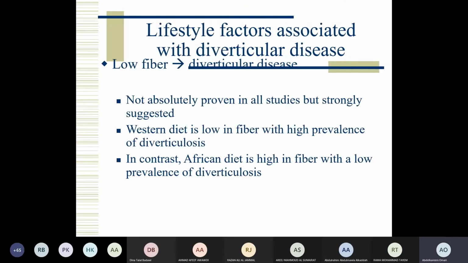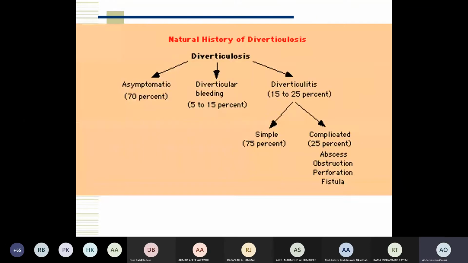Now, natural history. Again: asymptomatic, diverticular bleeding and diverticulitis. These are the complications, guys. Asymptomatic: a person may remain so all their life and die from other causes. Around 70 to 80, some say 90% of cases are asymptomatic; it differs depending on the things which oblige the patient to come to the hospital. May be totally asymptomatic, 70%.